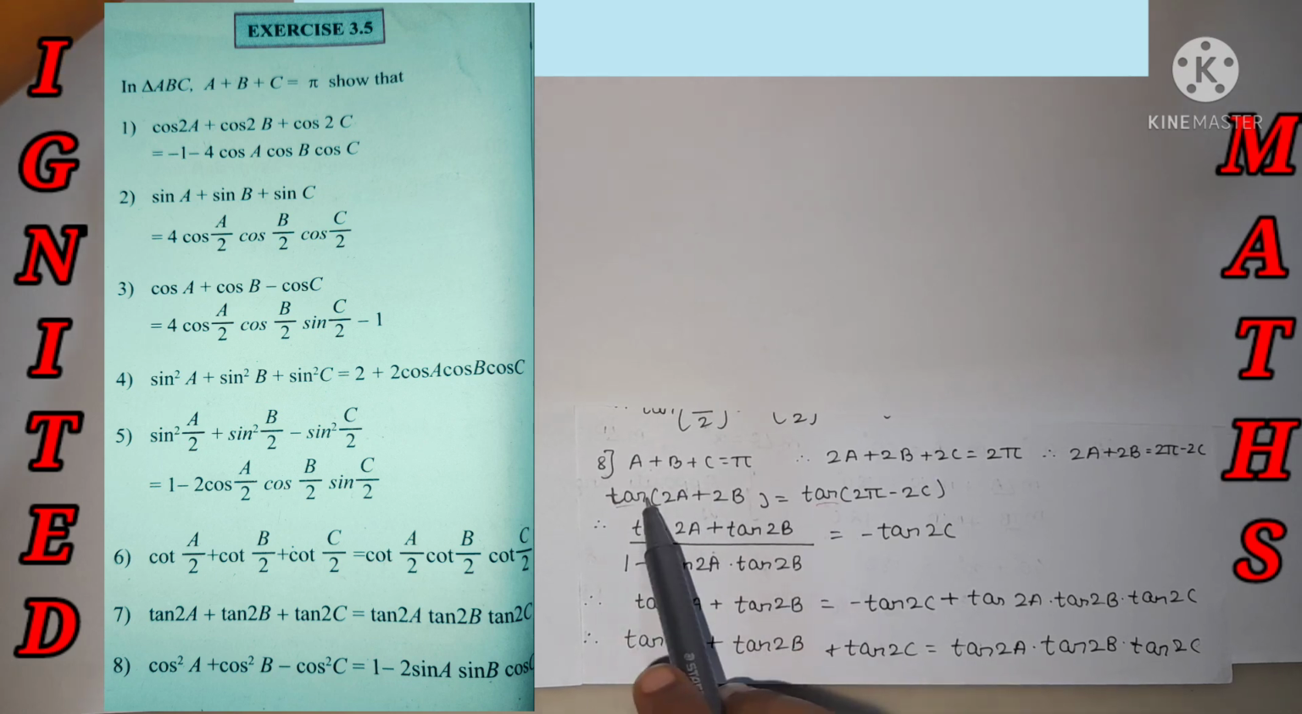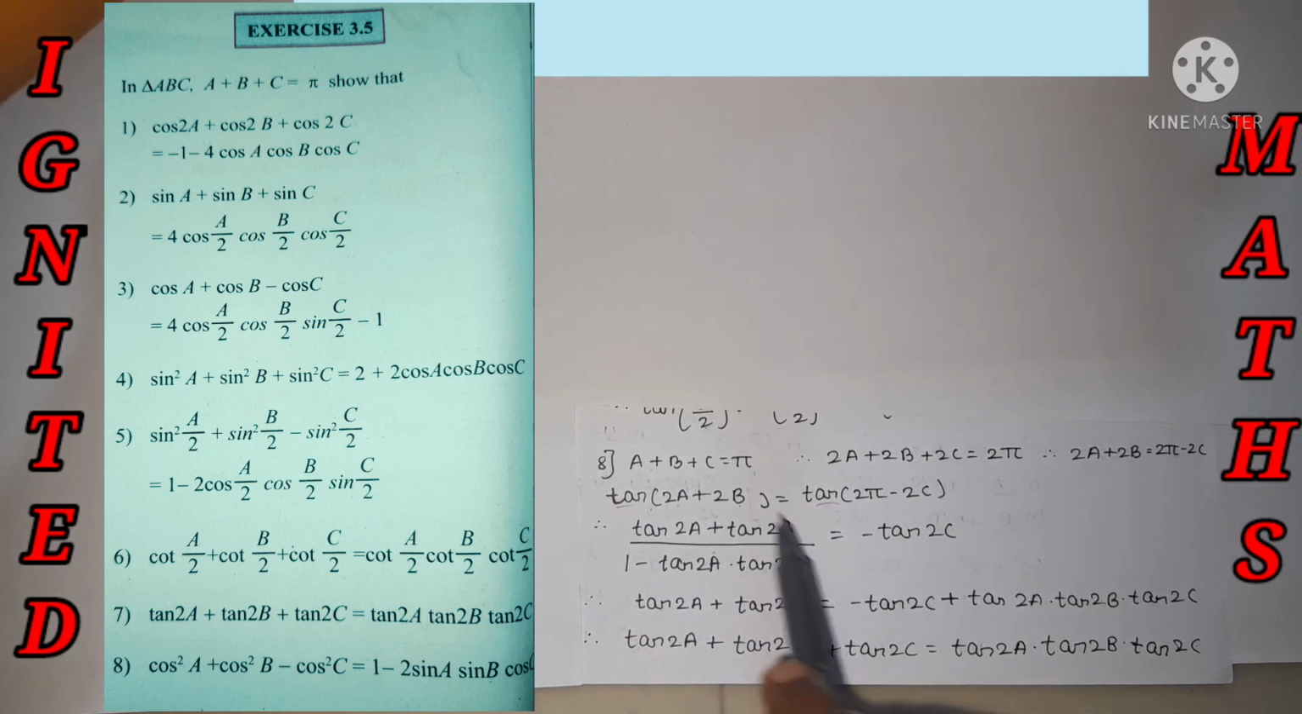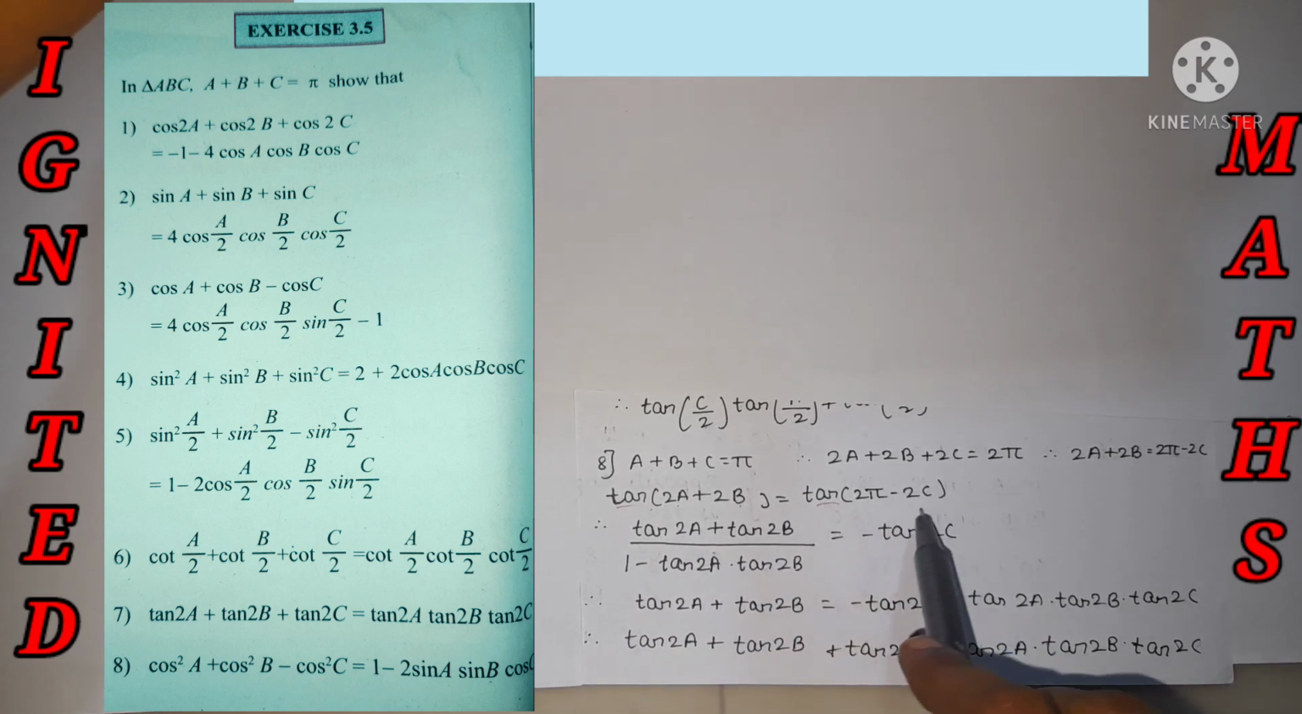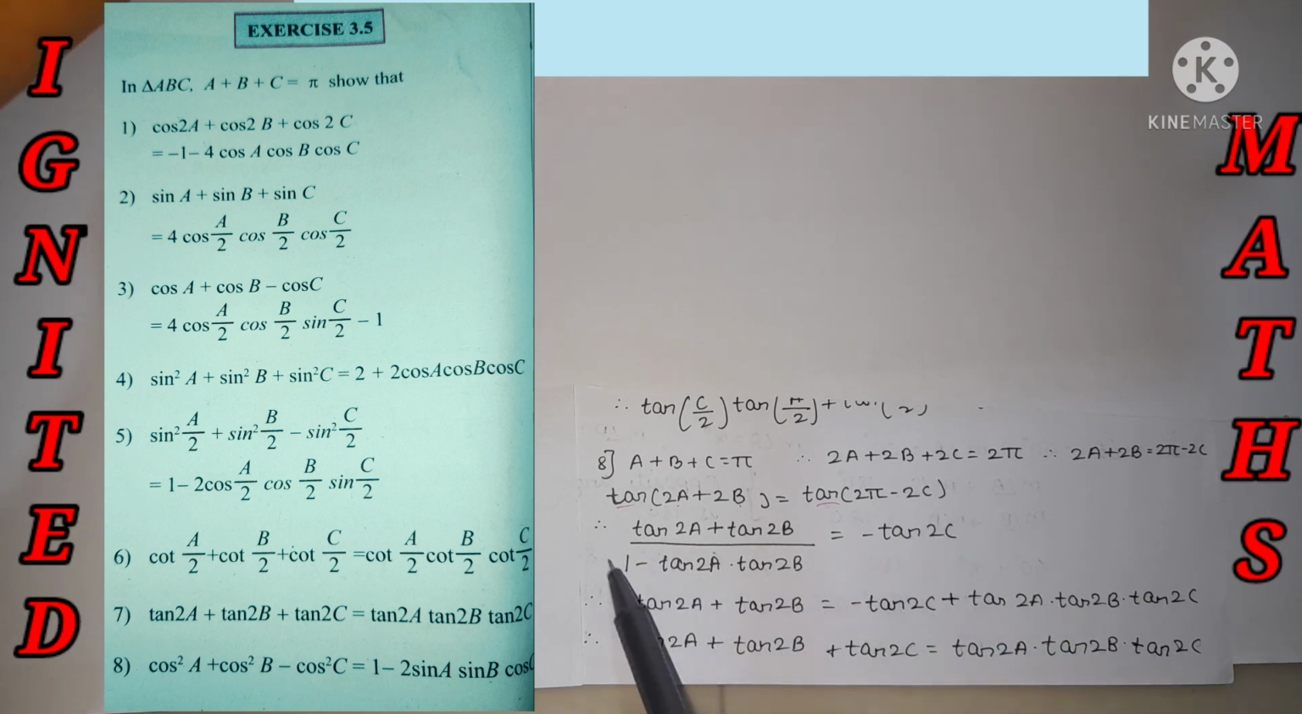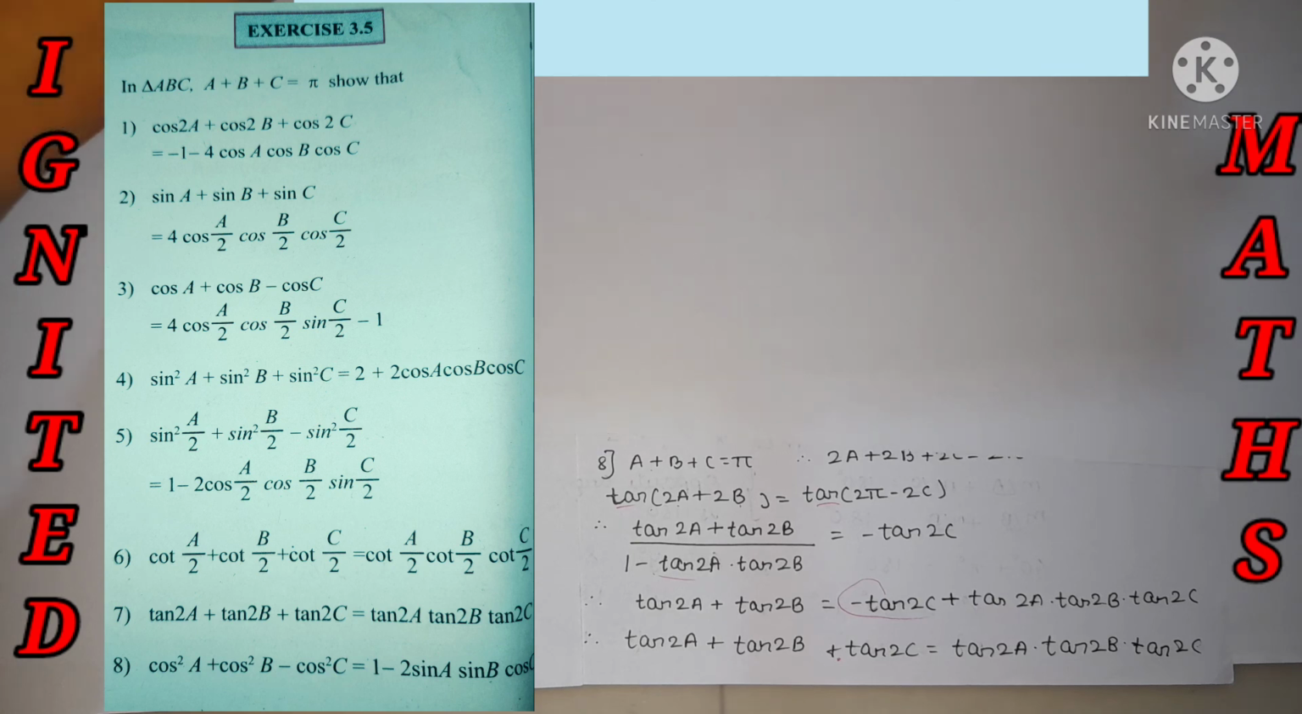Tan is mentioned, so we can use the formula of tan A plus B, which is nothing but tan A plus tan B divided by 1 minus tan A tan B. And tan 2 pi minus theta is nothing but minus tan theta, where theta over here is 2C. Yes, and all the terms at the denominator, I took over here. So it became in such a way, and take all the terms. The minus tan 2C at the LHS, so it will come as tan 2A plus tan 2B plus tan 2C is equal to tan 2A into tan 2B into tan 2C. That's what we need. This is how we need to prove it.